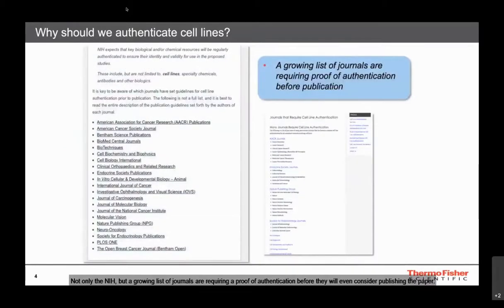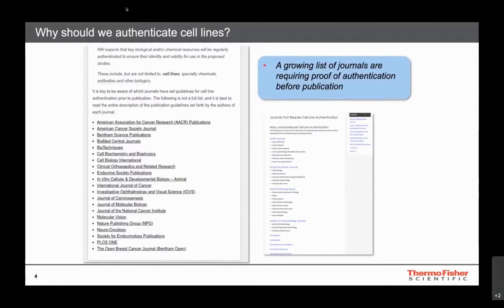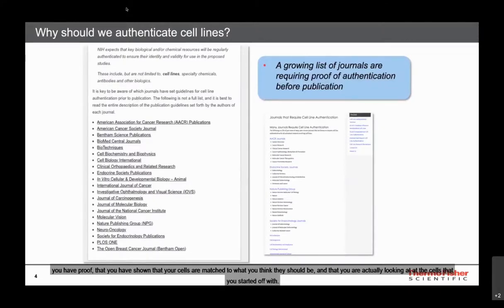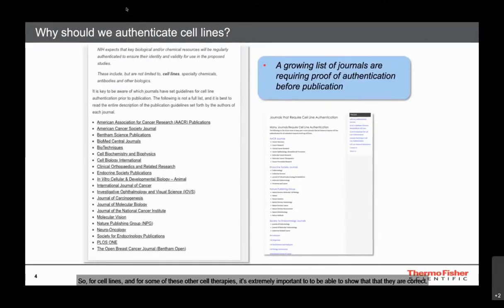Not only the NIH, but a growing list of journals are requiring proof of authentication before they will even consider publishing a paper. This slide is a few years old now, and I'm sure there are many more publications now that demand that in your materials and methods, you show that your cells are matched to what you think they should be, and that you are actually looking at the cells that you started off with. So for cell lines and for some of these other ex vivo therapies, it's extremely important to be able to show that they are correct.